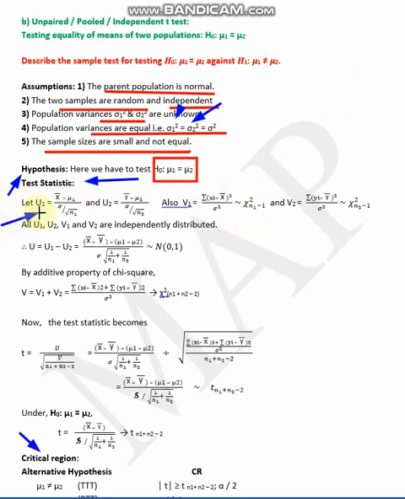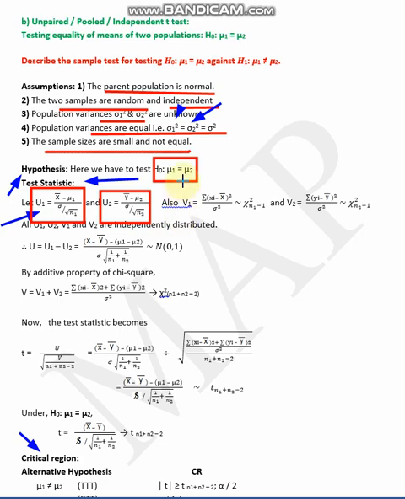First we have to take u1, which follows a normal distribution. We know that if X is normal with mu and sigma square, then X bar follows normal with mean mu and variance sigma square upon n. So if you standardize this, that becomes our u1. So u1 is equal to X bar minus mu1 divided by sigma upon square root of n1, and u2 is X bar minus mu2 divided by sigma upon square root of n2.